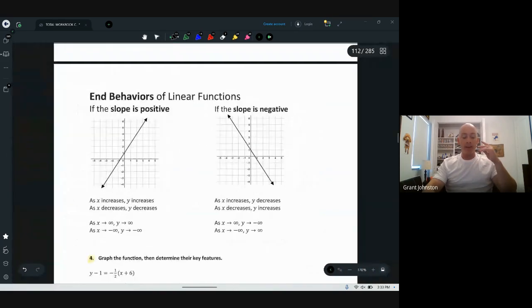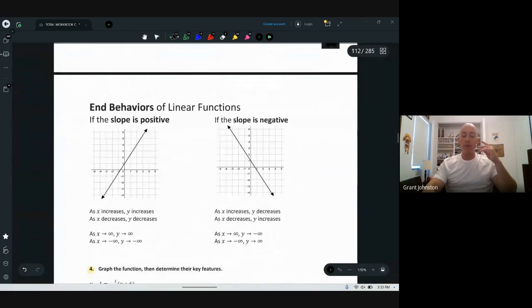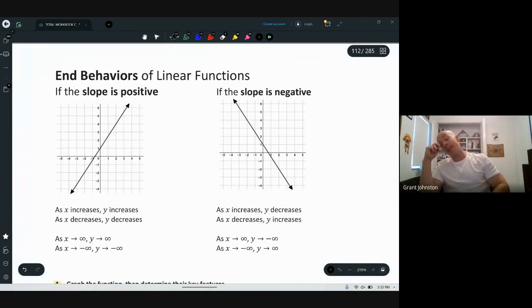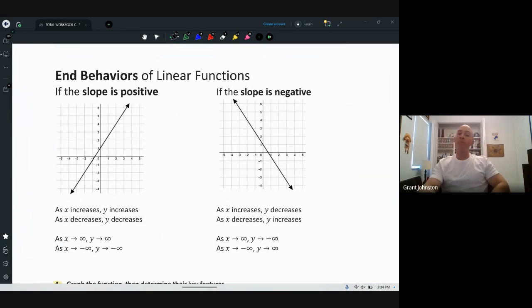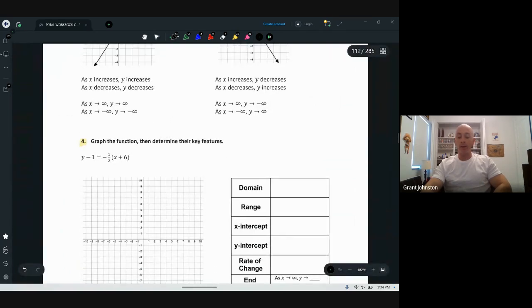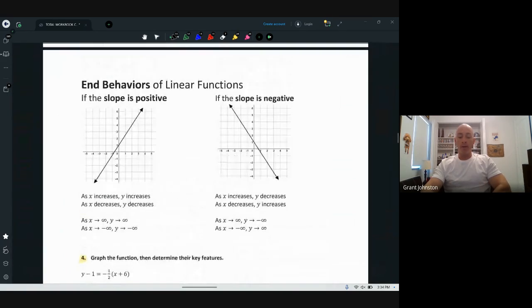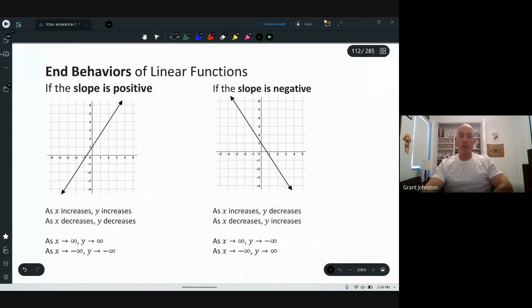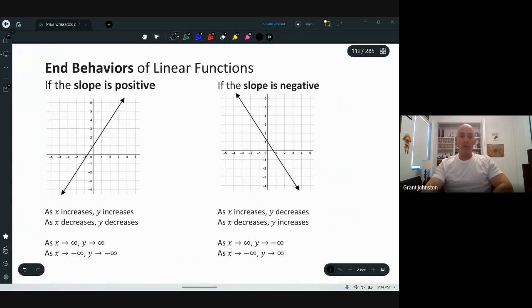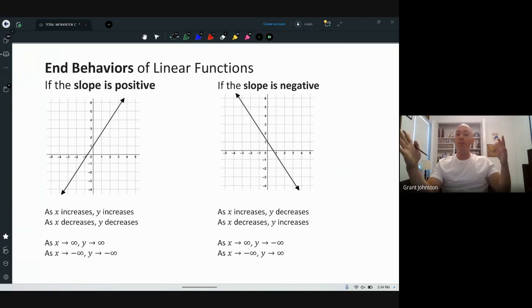Now, the last key feature we're going to deal with. So we dealt with domain, range, and x, y-intercepts. The next thing that we're going to deal with is end behaviors. Okay, end behaviors, it's kind of self-explanatory in the word. It's the behavior of the graph at its ends.